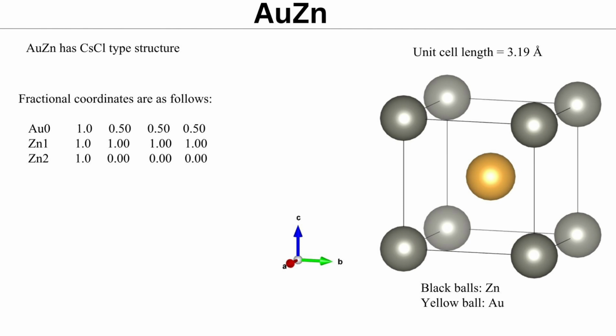So each atom is at the center of a cube with 8 atoms of the opposite kind at the corners. This gives a coordination number of 8 for both elements. It's a very compact structure with a small unit cell of only 3.19 angstroms. It is a very dense intermetallic compound.